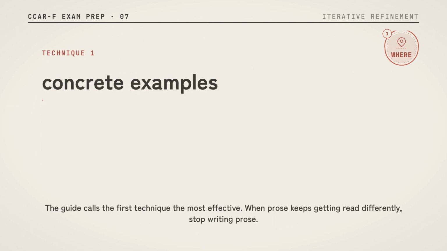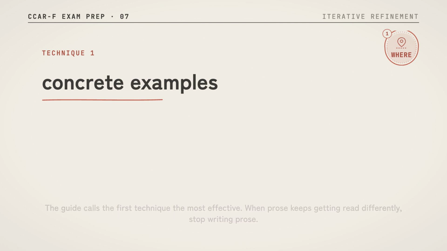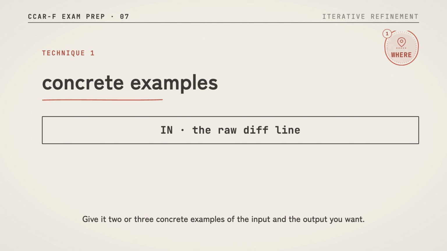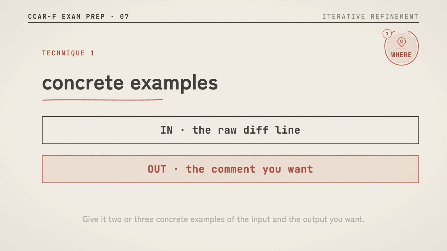The run came back not quite right, and what you do next has wrong answers in it. The guide calls the first technique the most effective. When prose keeps getting read differently, stop writing prose. Give it 2 or 3 concrete examples of the input and the output you want.